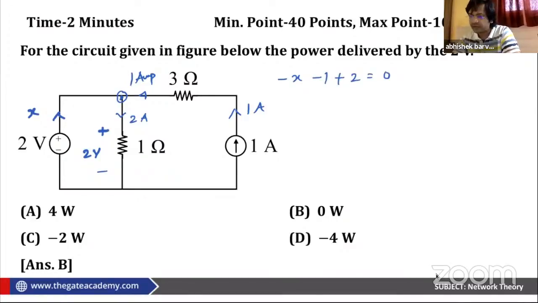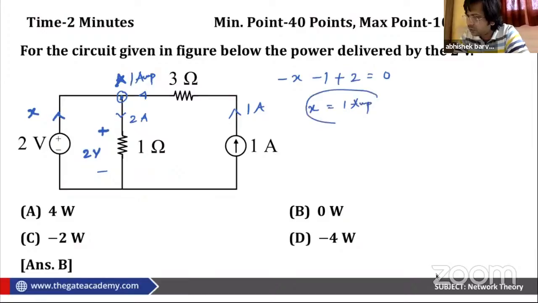Okay, so what I have done is I have applied KCL at this point, guys. I have applied KCL at this point. Okay, so what am I supposed to get is X is equal to 1 ampere. X is equal to 1 ampere. Okay, so in fact I have got this 1 ampere current here, isn't it?